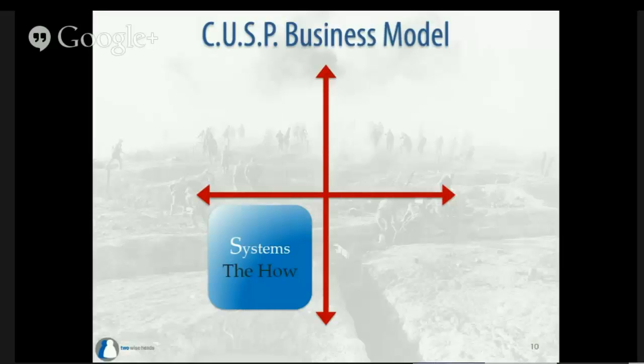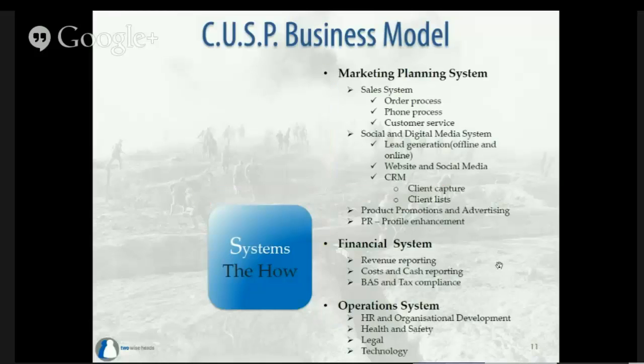The three core areas that I focus on are the marketing systems, the financial systems and the operation systems within a business, as you can see in this slide. It's quite a detailed part of this model. The marketing system comprises a broad range of areas. It includes the sales processes, how you manage sales orders, how you answer phones and deal with customer relations.